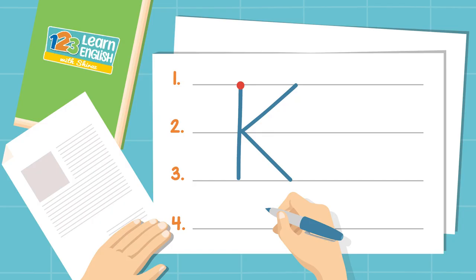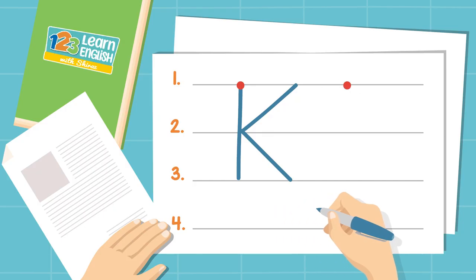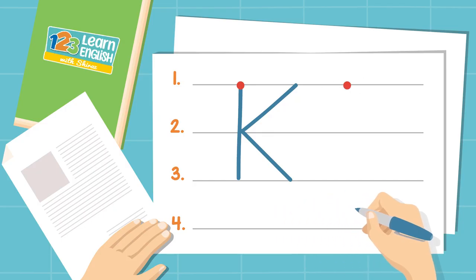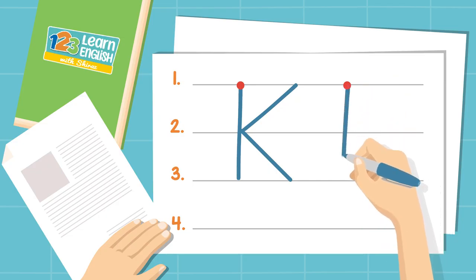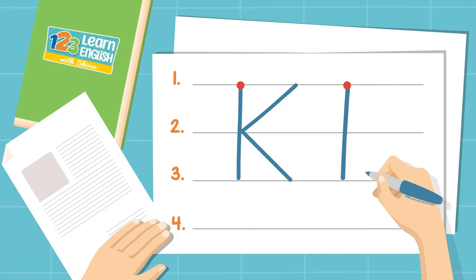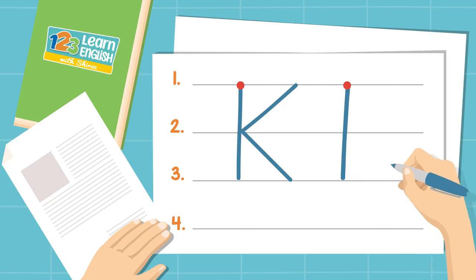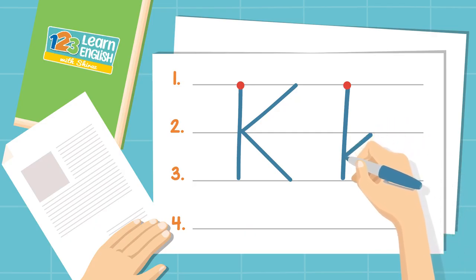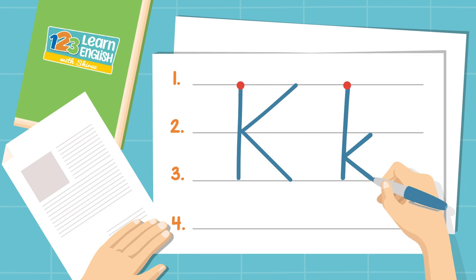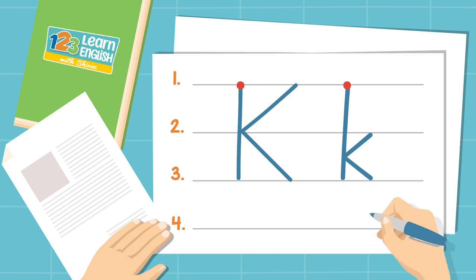Now, let's do the starting point of small k. The starting point of small k is as well in the first line. Just like that, kids. Now, from this starting point, we're going to go line down to the 3rd line, just like the other one. Now, from the 2nd line right here, we're going to go do this and back down, just like that, kids. Wow!